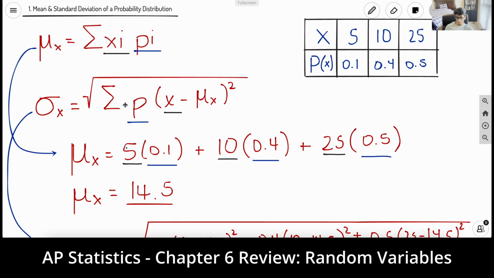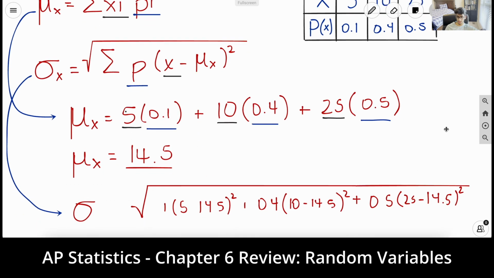In the table on the top right, our x values are 5, 10, and 25, and our probabilities are 0.1, 0.4, and 0.5 respectively. And so the way to find the mean is that you want to see which ones are paired, and you want to multiply those. So like I did here, I did 5 times 0.1 plus 10 times 0.4 plus 25 times 0.5. And that together gives you your mean, which is 14.5.